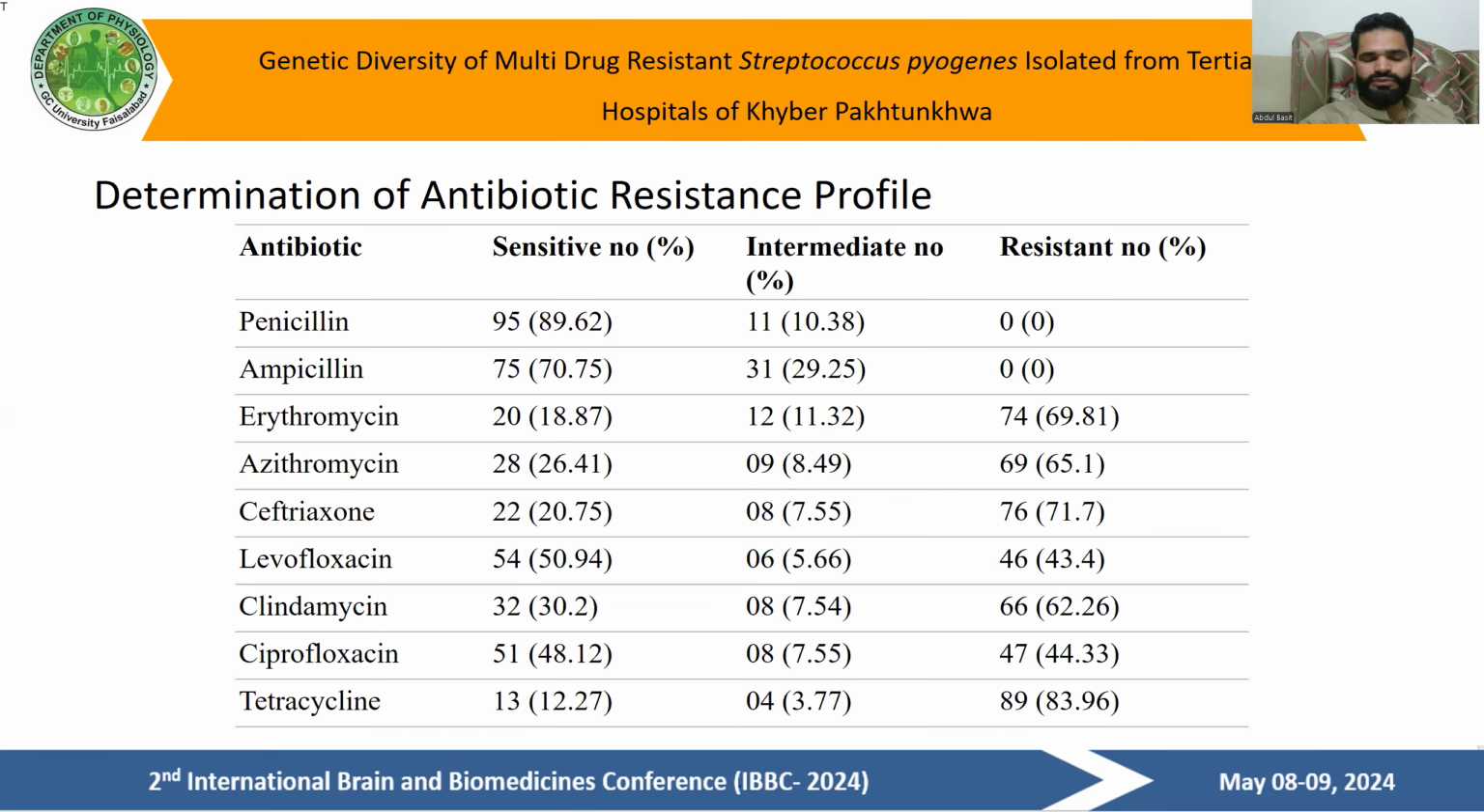Different antibiotics were used, including penicillin, macrolide, ceftriaxone, ciprofloxacin, and tetracycline. As we can see, penicillin showed no resistance against the streptococci, but the streptococci isolates showed the highest resistance for macrolides, tetracycline, and ceftriaxone.